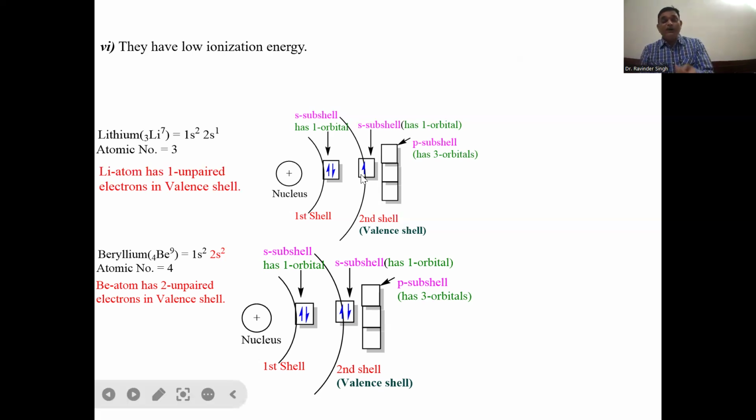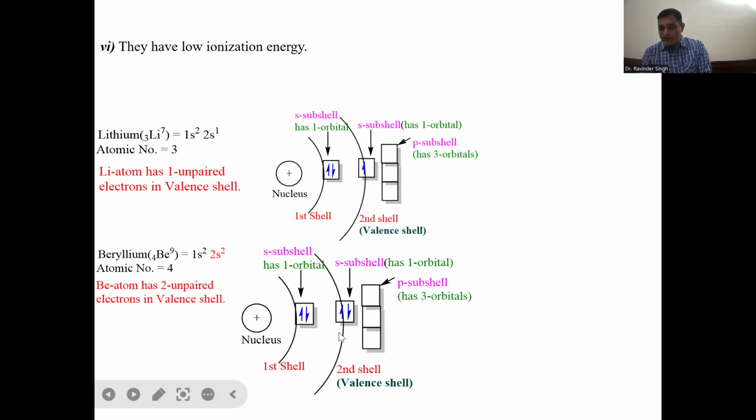Because after losing that electron, that particular atom is going to stabilize like a group 18 element. So lithium wants to move towards that state, wants to lose that electron, because after losing one electron it becomes more stabilized like group number 18. So a very small amount of energy is required to remove that valence electron from the isolated gaseous atom of lithium. Similarly, in the case of beryllium, you can see the configuration is 1s2 2s2.